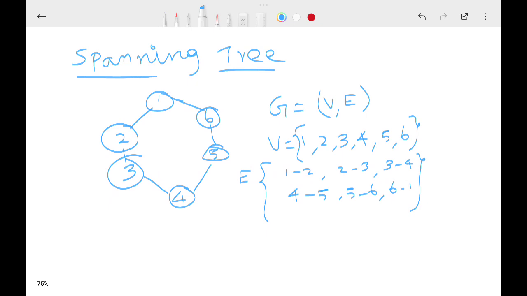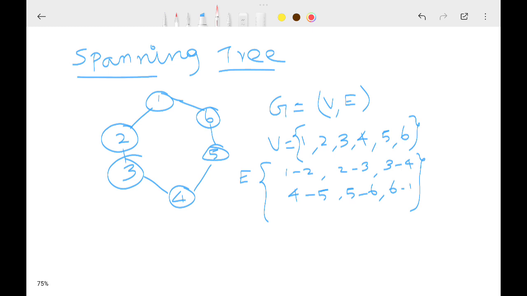In this video, we will see about spanning tree. Actually, spanning tree is a subset of a graph. Let us take one example graph. This graph contains 6 vertices and 6 edges.